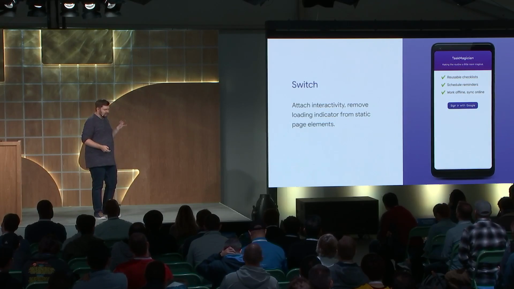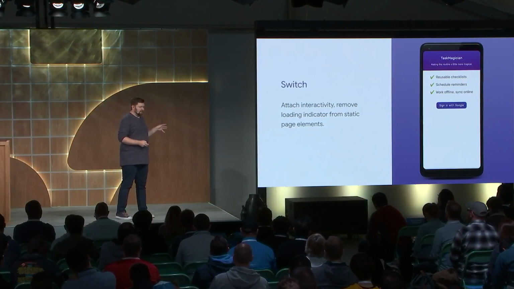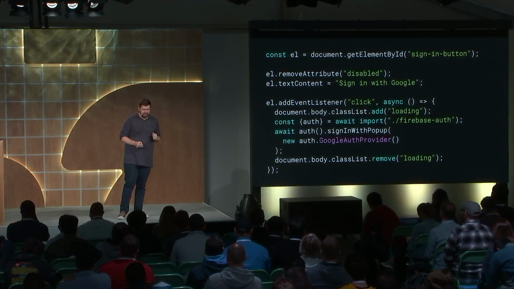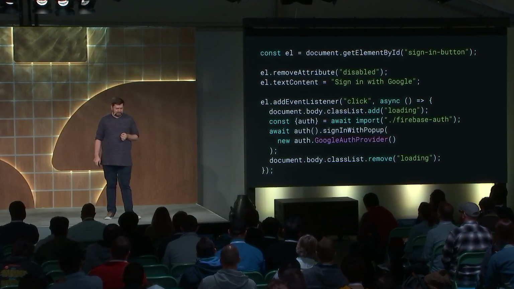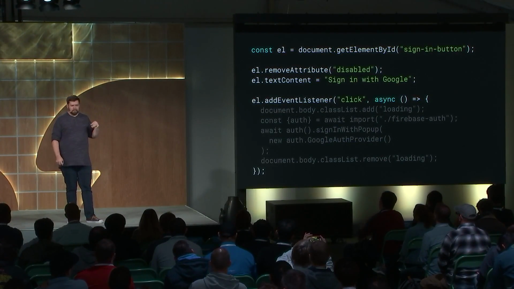Next, we perform a switch. We attach interactivity, and we remove the loading indicator from the static HTML of our landing page. So this is just some really simple JavaScript. We have essentially a sign-in button that we're going to grab. We're going to remove the disabled attribute. We're going to change the text from loading to sign in with Google. And we're going to add a click listener to it that will perform our actual sign-in action.